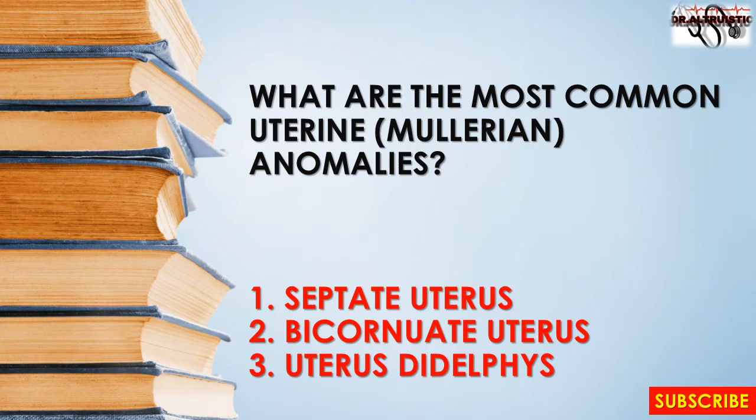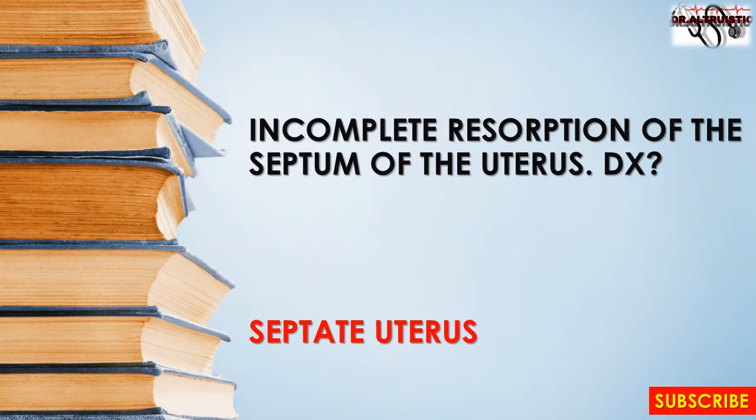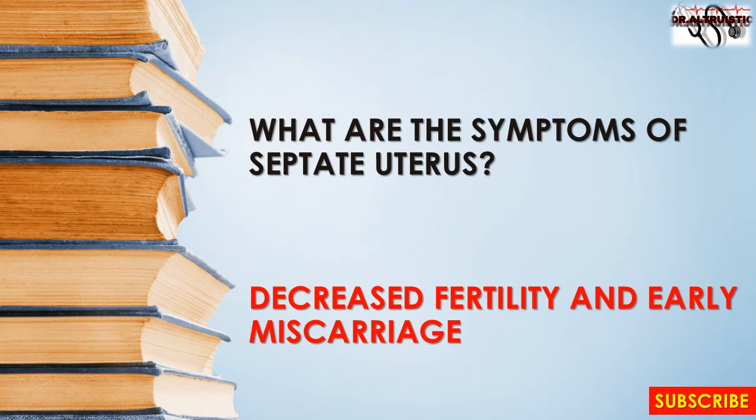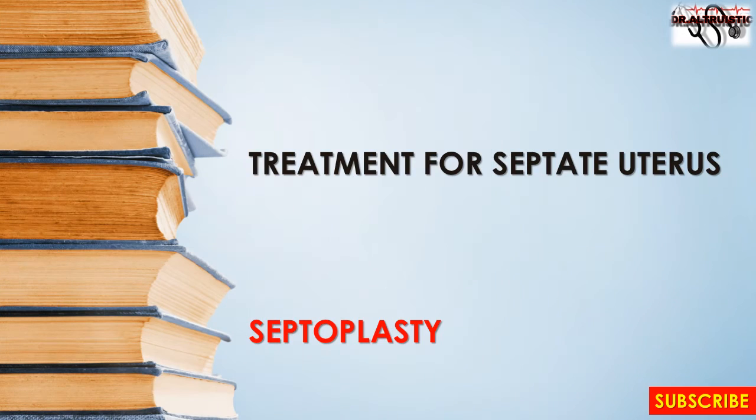What are the most common uterine, Mullerian, anomalies? 1. Septate uterus. 2. Bicornuate uterus. 3. Uterus didelphys. Incomplete resorption of the septum of the uterus. Diagnosis: septate uterus. What are the symptoms of septate uterus? Decreased fertility and early miscarriage. Treatment for septate uterus: septoplasty.